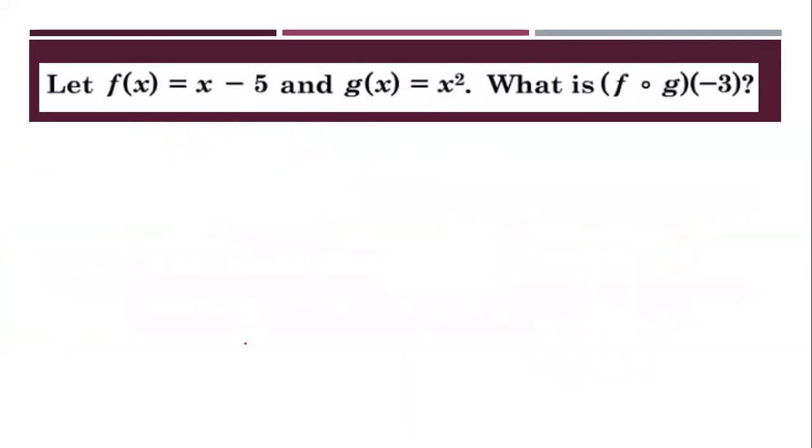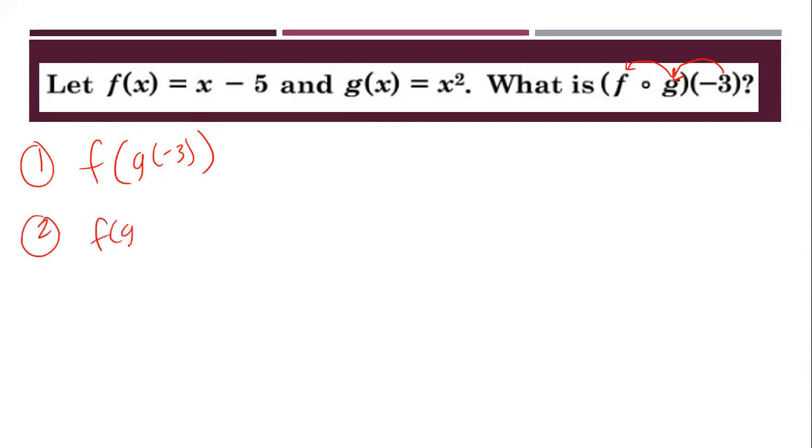All right, so let's try it again. This time, though, it says f composed of g at -3. So what that means is that this time we're taking g of x and we're plugging it into f of x. The best way to remember in composition notation is to read it from right to left. -3 is going to go into g. g is going to go into f. So -3 into g, g into f.